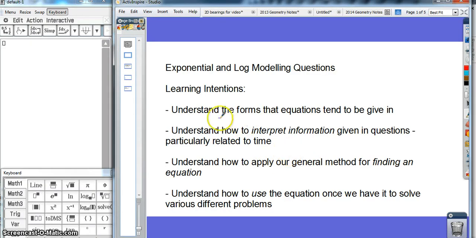Learning intentions are that you understand the different forms that equations tend to be given in for these questions, understand how to interpret the information that's given in the questions, often in a worded form, particularly related to time, understand how to apply a general method that you already have for finding an equation, and understand how to use the equation once we have it to solve various different problems.